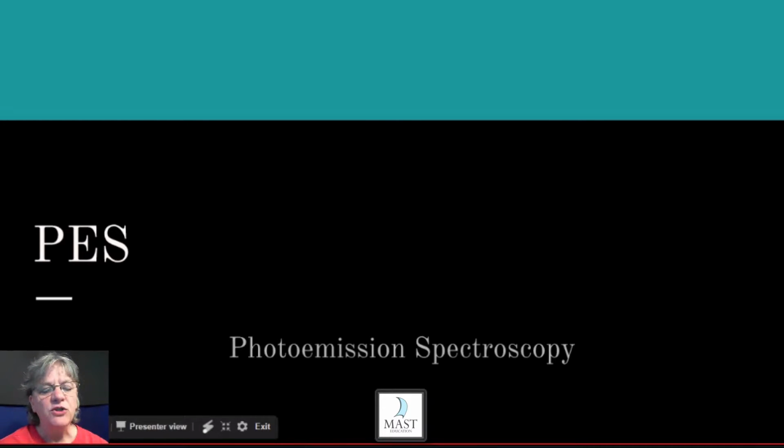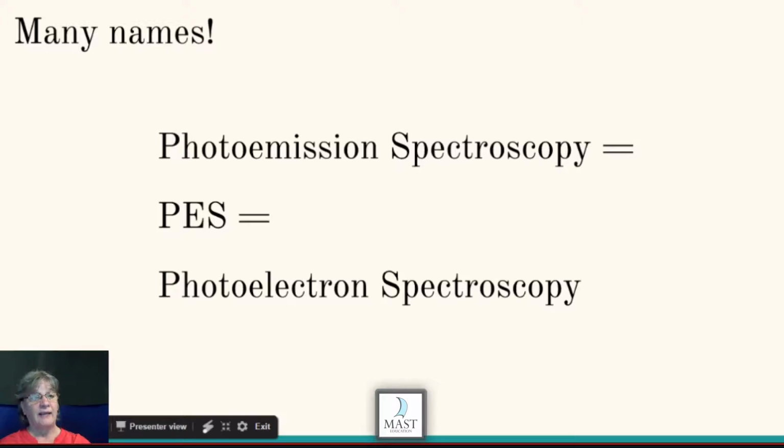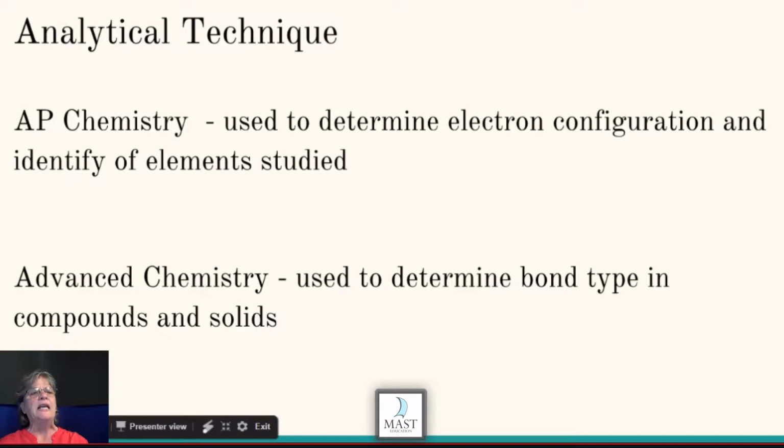Today, I would like to share with you an introduction to photoemission spectroscopy. Photoemission spectroscopy is a technique that goes under several names. Sometimes it's called PES for its initials, and sometimes it's called photoelectron spectroscopy. They all mean the same thing. Photoemission spectroscopy is an analytical technique. From an AP perspective, it's used to determine the electron configuration and identity of elements. From an advanced chemistry perspective, it can be used to determine bond type in different materials.